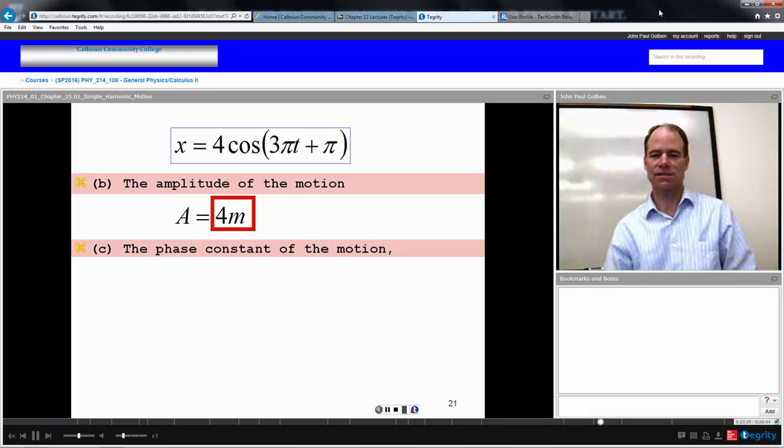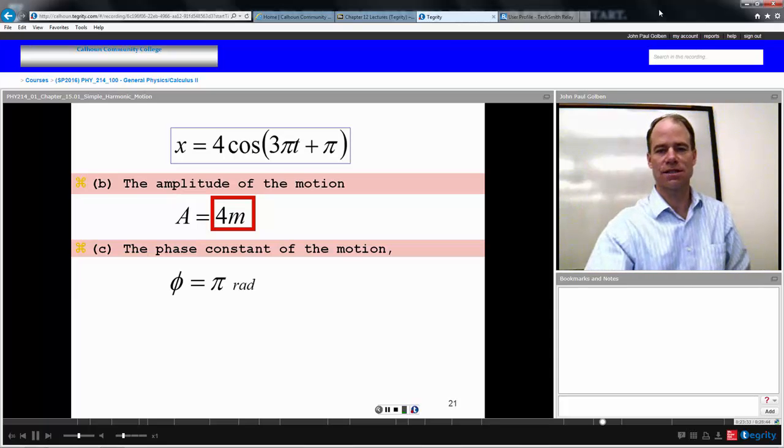What's the phase constant of the motion? The extra constant inside the parentheses is the phase constant. In this case, it's pi radians.